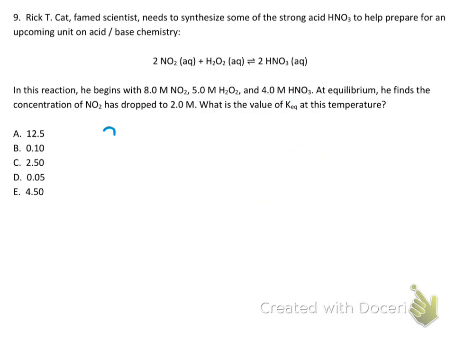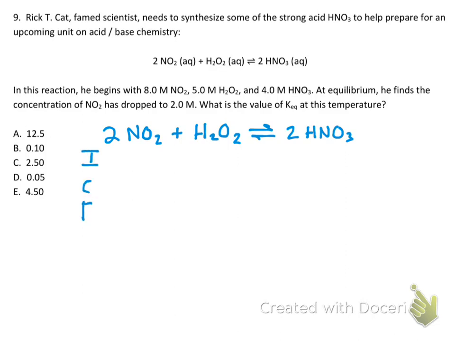So let's write our reaction. We have two nitrogen dioxides, NO2, and hydrogen peroxide, H2O2, turning into two nitric acids, HNO3. Then we're going to write out ICE and fill out everything that we know. We're starting off with 8 molar of NO2, 5 molar of hydrogen peroxide, H2O2, and 4 molar of HNO3.